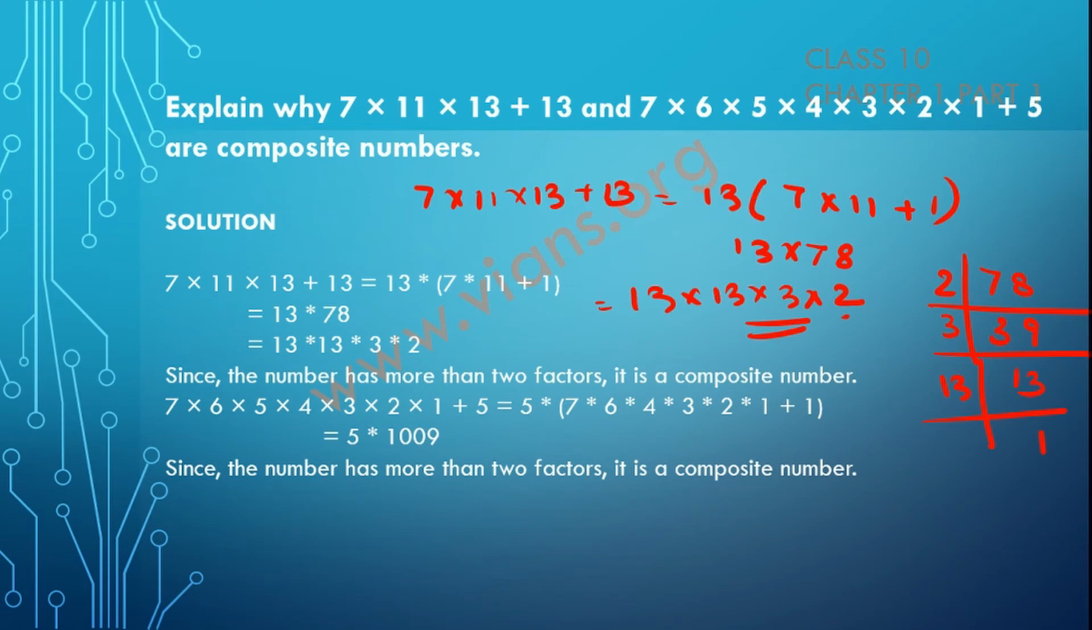And similarly your 7 into 6 into 5 into 4 into 3 into 2 into 1 plus 5 can be written as 5 into something, which is nothing but, how would we explain this now? Let me remove this so that we have some place to solve this problem.